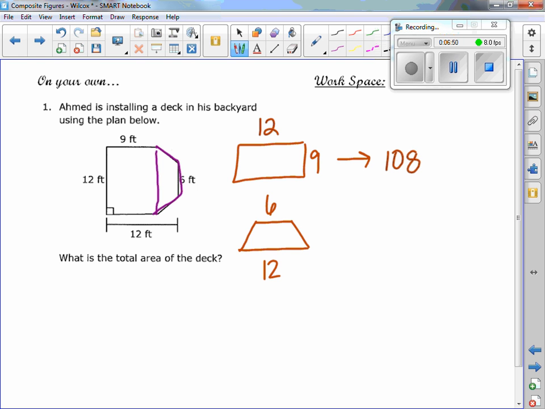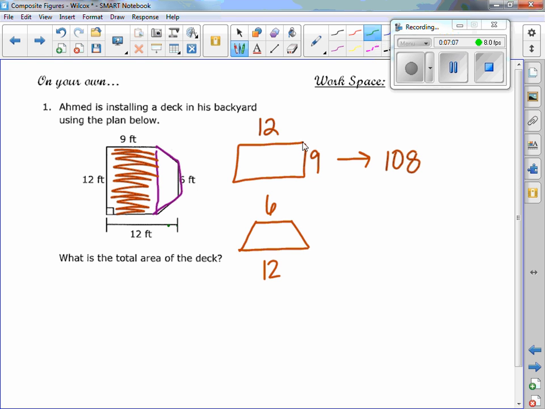So your rectangle is a 12 by 9, which has an area of 108. 9 times 12 is 108. Then, for your trapezoid, your bases are 6 and 12. Now, they don't directly give you the height of the trapezoid, so we have to use the information we're given to come up with the height.